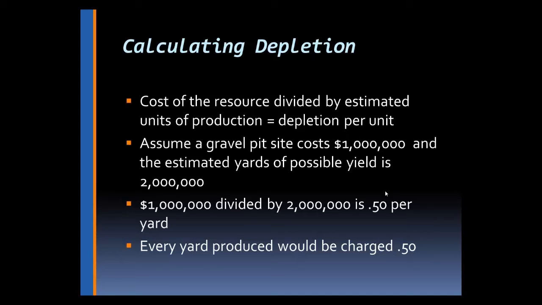And we have used engineering techniques, and we estimate that there's a possible yield of 2 million yards of gravel in this pit. So then we divide the $1 million by the 2 million cubic yards, and so for every yard that we mine out of the pit, we charge 50 cents per yard to expense. At the end of some period of time then, the asset will be fully depleted, if our estimates are correct. Probably they're not. We're going to have more than 2 million yards in there, or less than 2 million yards, but this is the best possible estimate at the time of acquisition.